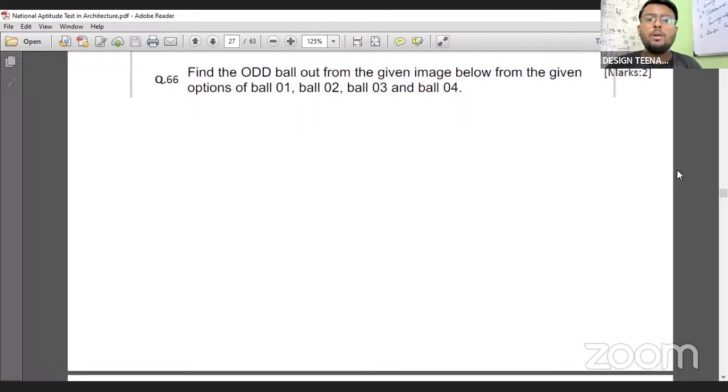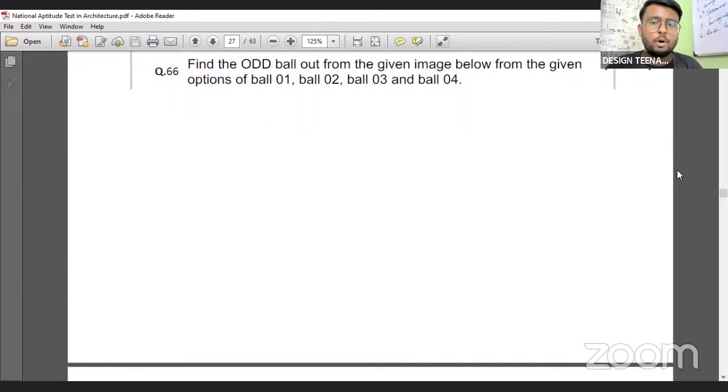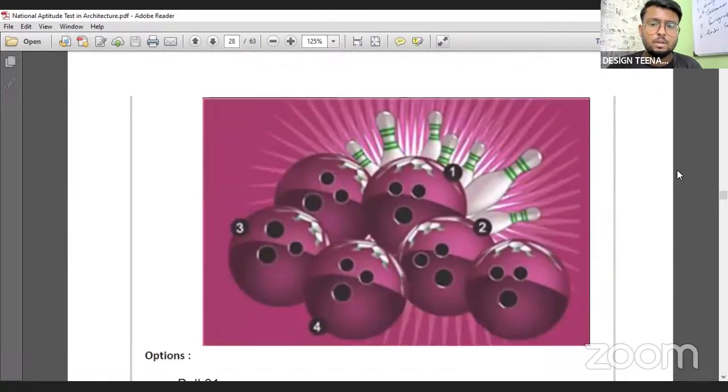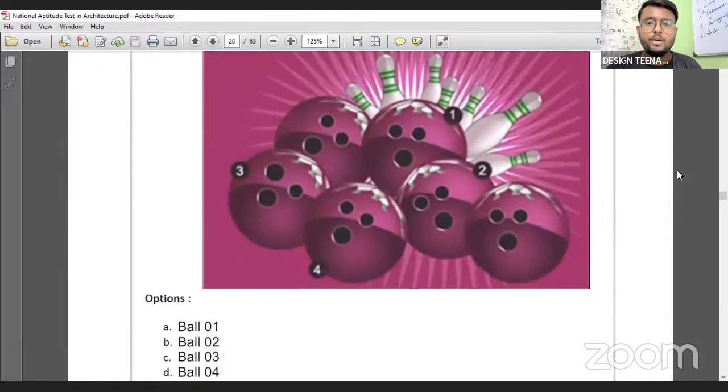Find the odd ball out from the given image below, from the given options of ball 1, 2, 3, and 4. How do you identify the odd one quickly? You have just 10 seconds to answer this question. Which is the odd one out? The third one. How third one? What is the answer to that?